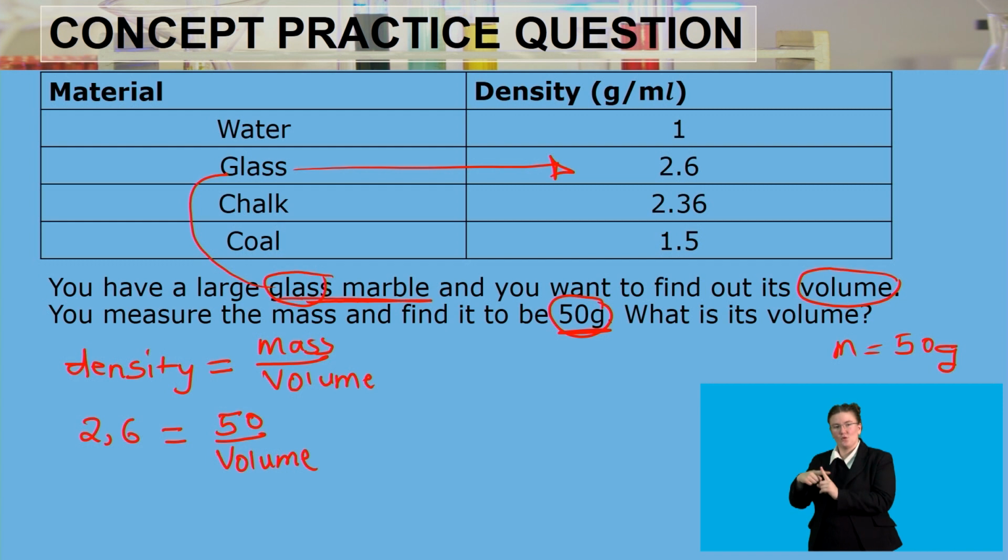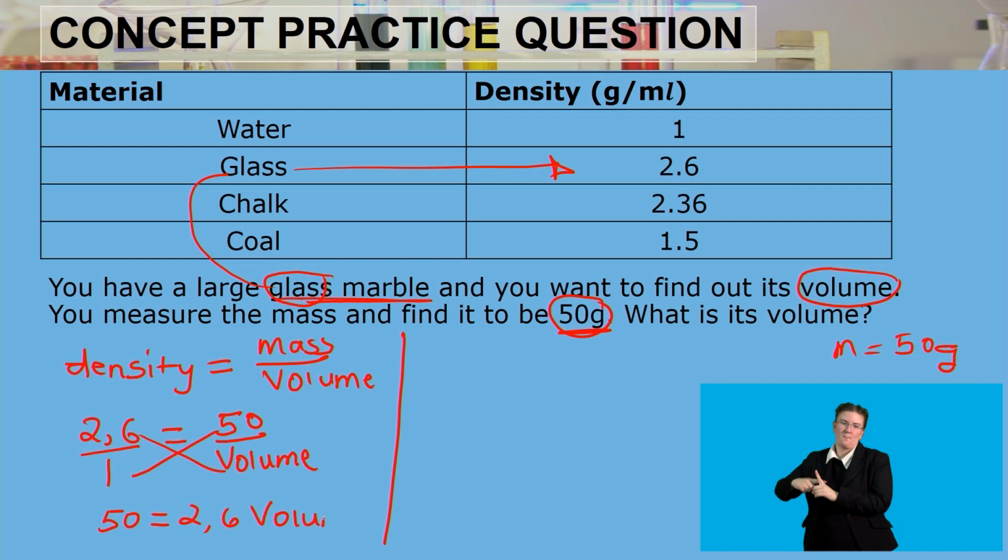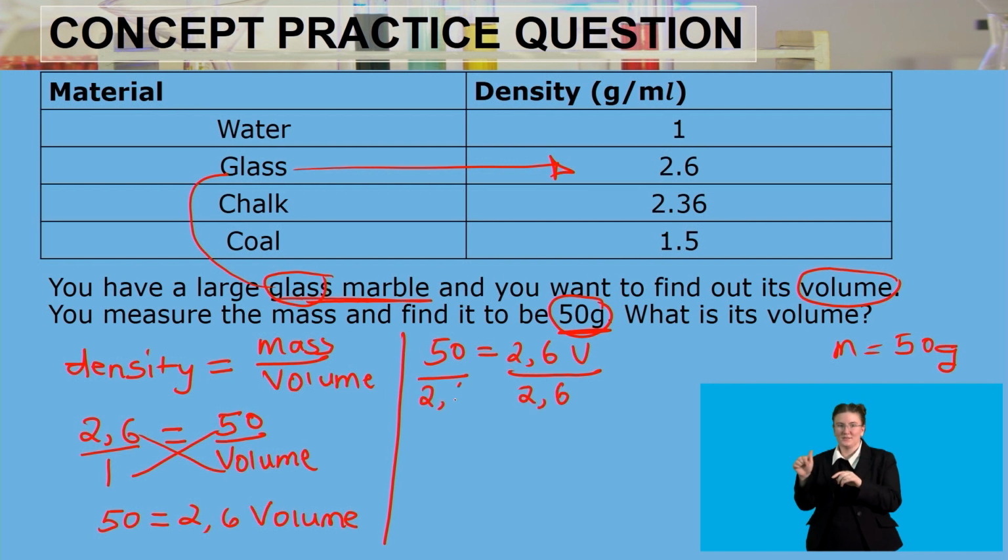So how are we then going to solve for the volume? To solve for the volume, we are going to cross multiply. We know that any number is always over 1. When you cross multiply, we get that 50 is equal to 2.6 V, or 2.6 volume. So now that we have 50 is equal to 2.6 V for volume, we are going to divide both sides by 2.6, so that the 2.6 can balance and cancel each other out, and then our volume is going to be 50 over 2.6.